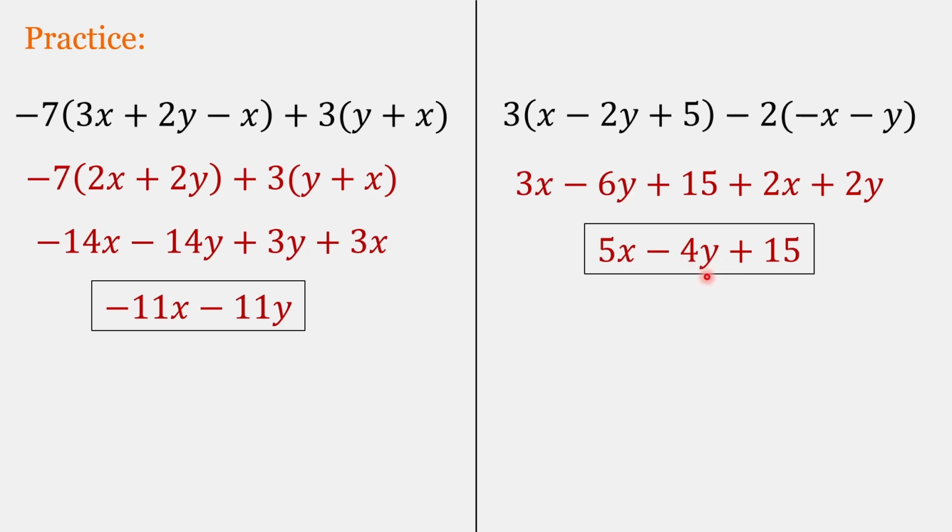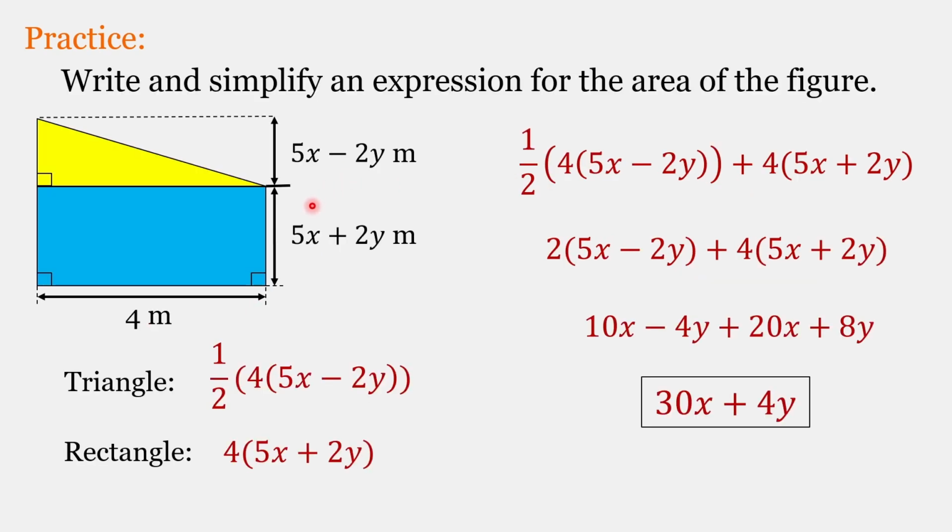And then finally, finding the area of this figure. We'll look first at the area of that blue box, this rectangle. We have a length of 4 and a width of 5x plus 2y. So the area will be 4 times the quantity 5x plus 2y, length times width.